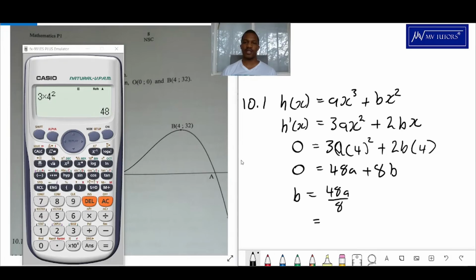So b then is going to be equal to, remember when I take the 48 to the other side, it becomes negative, so it's 48 divided by 8. Let's put that in a calculator. That's going to be 6. Okay, so we've got minus 6a. So that's b. That's going to be my equation number 1.